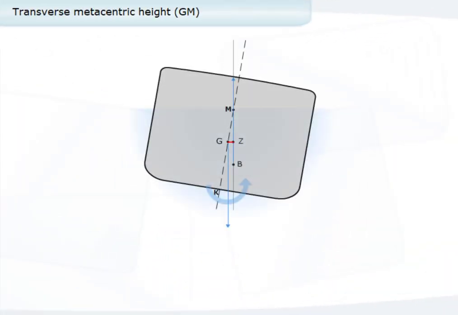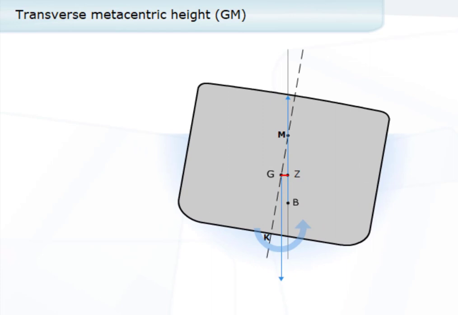The transverse metacentric height is the distance measured along the vessel's transverse center line between the metacenter, M, and the ship's center of gravity, G. This is a measure of the vessel's initial stability, or ability to return to the upright when rolling, and it is essential in stability that the value of the initial metacentric height, GM, is known.